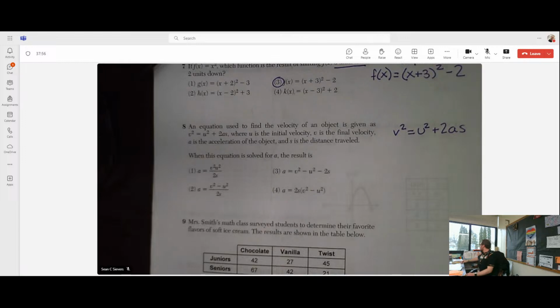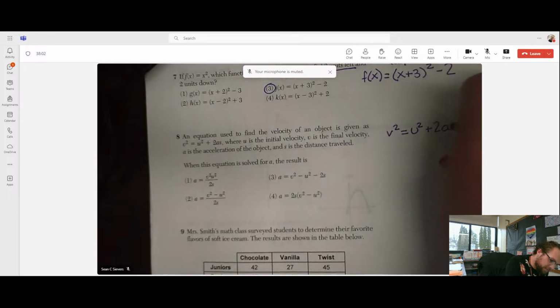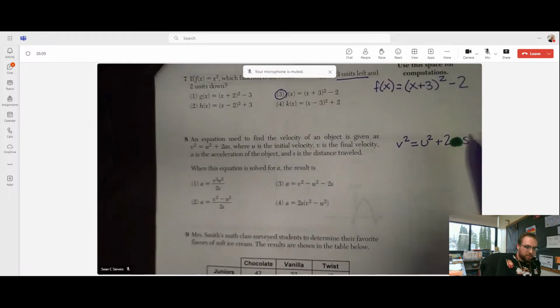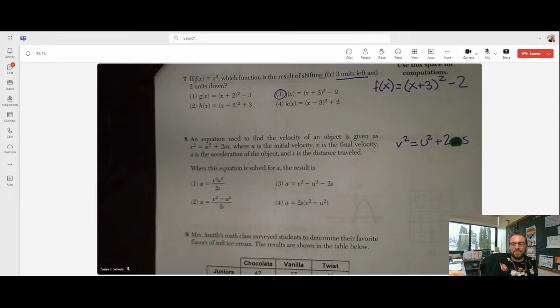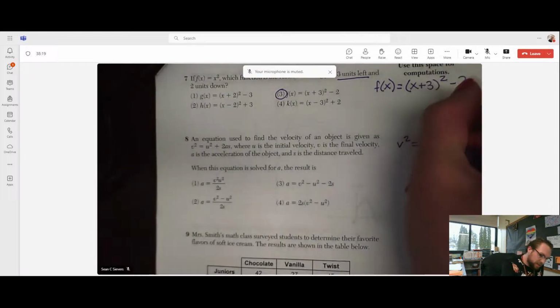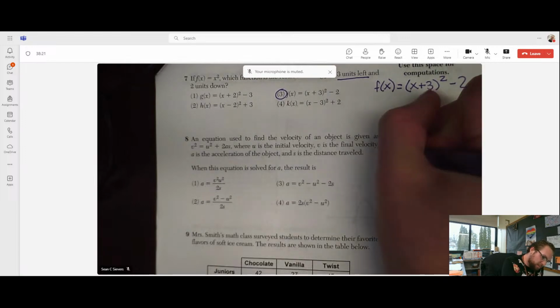And let me get my highlighter. I'm going to highlight a, because a is what I want to solve for. Okay, so I see that I have two terms on the same side that a is on. I'm going to go ahead and move the term that does not have a. So in this case it is the u squared. So we're going to subtract u squared from both sides.